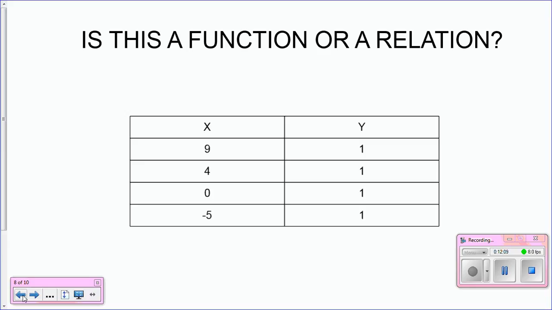Okay? See ya. Alright, so this table. We look at all the x values. We have a 9, a 4, a 0, and a -5. There's no repeats of the x values. Okay? So because there's no repeats, it is a function. Yes, it is a function. Okay? It's still a function even if all the y values repeat. Just like 9's going to the ones party, 4's going to the ones party, 0's going to the ones party, -5's going to the ones party. That's okay. Alright? 4 people can go to the same party.